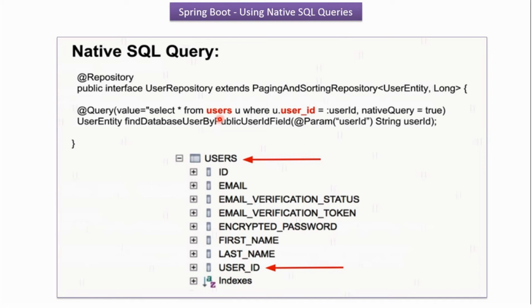While writing a native SQL query, we have to use the proper table name and proper column names. In this case, you can see the users table, and it has these many columns. Here you can see an example of a native SQL query: select star from users table where user underscore ID equals the parameter which we are passing in this method. And user underscore ID is the column name.